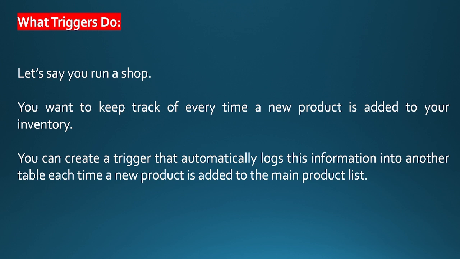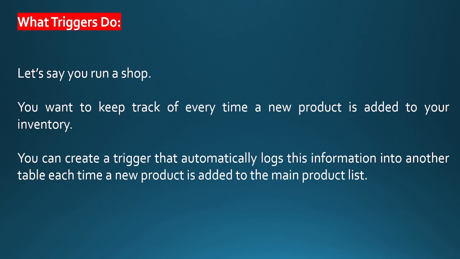For example, you run a shop. You want to keep track of every time a new product is added to your inventory. You can create a trigger that automatically logs this information into another table each time a new product is added to the main product list.